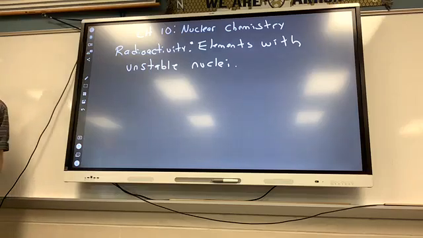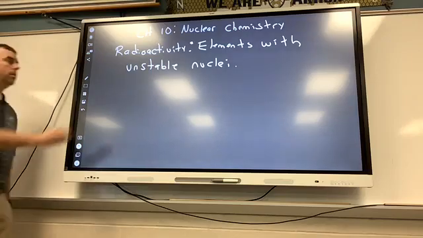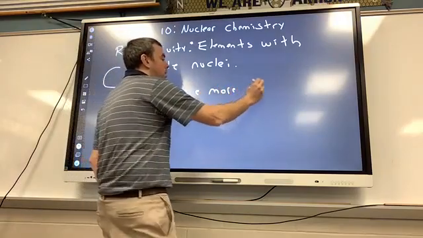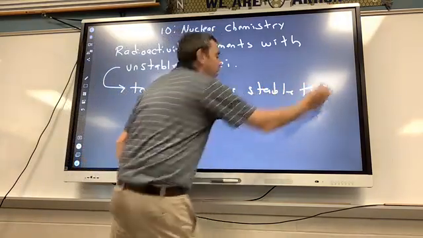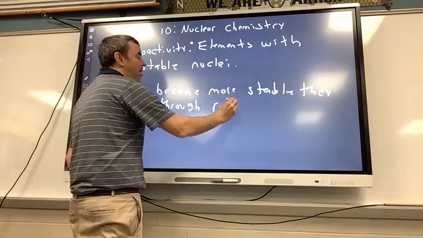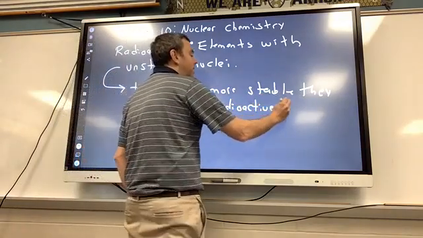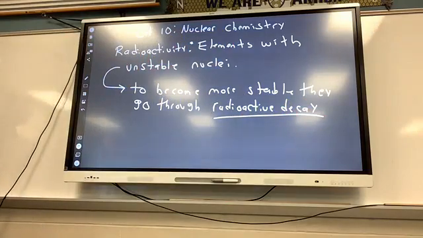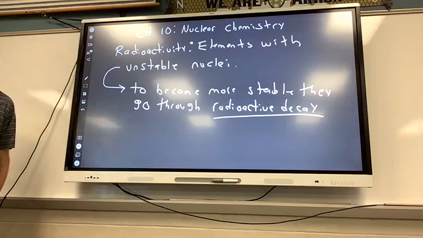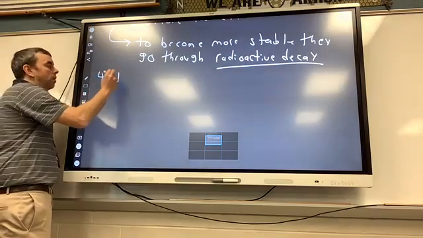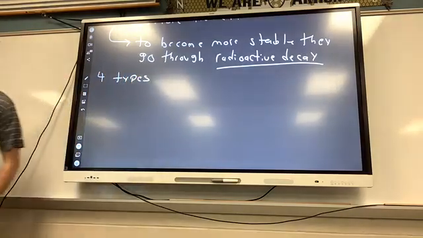So, if they're unstable, what do they want to do? They want to become what? Stable. Yeah. So, to become more stable, they go through what is called radioactive decay. So radioactive decay is our idea for the day. There are essentially 4 types of radioactive decay we're going to talk about.